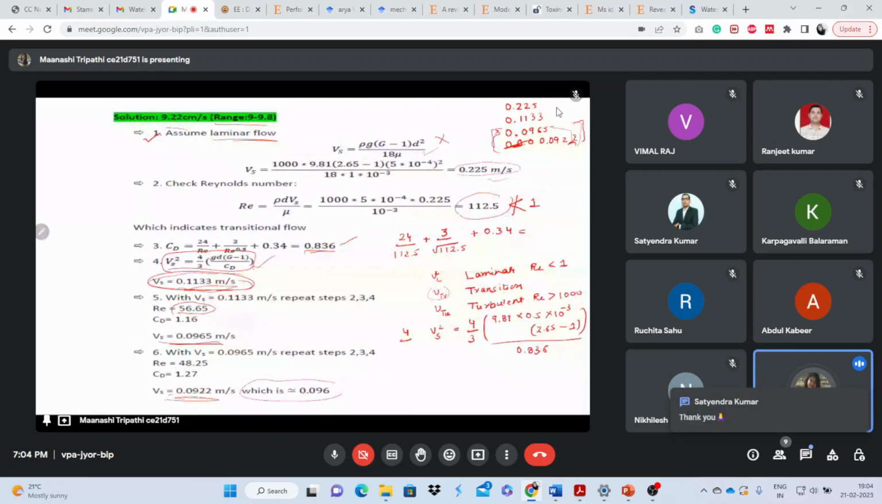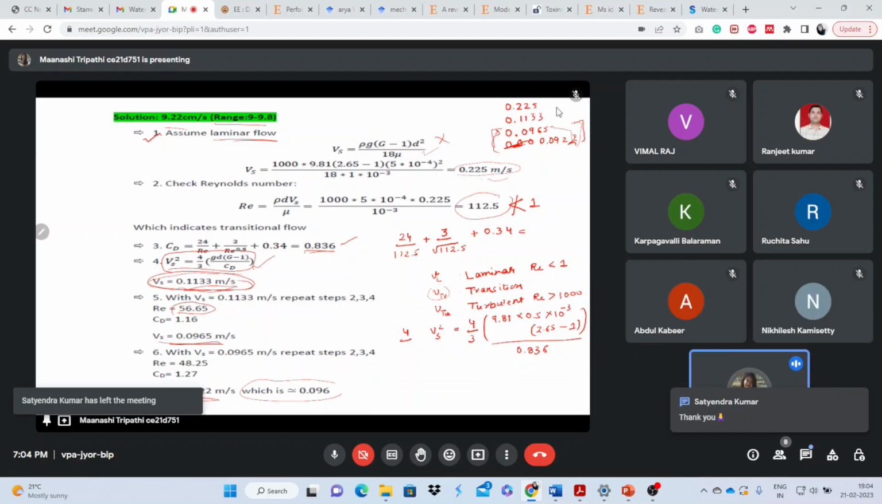You can do as many trials as you want until the answer converges, or if in any question it is given that you have to do these many trials, 4 trials, 5 trials, like that. So it won't be more than 3 trials. After the laminar flow you have to do 3 trials, and the answer will come if you are following the process correctly. And please take care of the units.